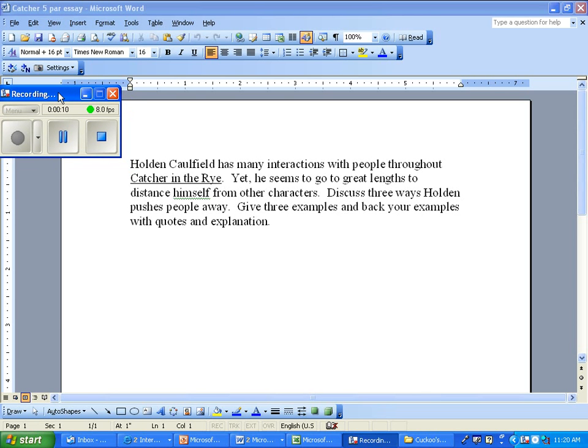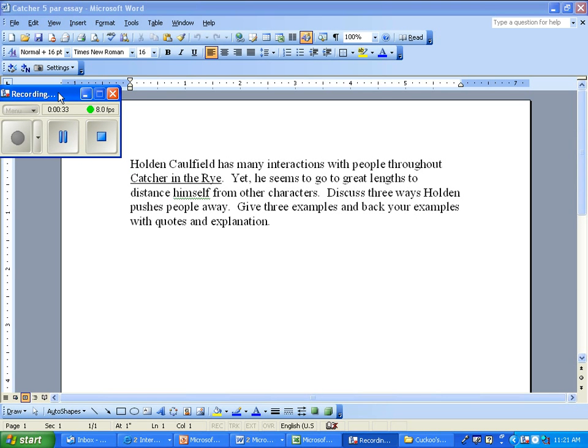Your next assignment is a writing assignment over Catcher in the Rye. This writing assignment deals with Holden Caulfield. As you can see, here is the prompt. Holden has many interactions with people throughout Catcher in the Rye, yet he seems to go to great lengths to distance himself from other characters. Discuss 3 ways Holden pushes people away. Give 3 examples and back your examples with quotes and explanation.